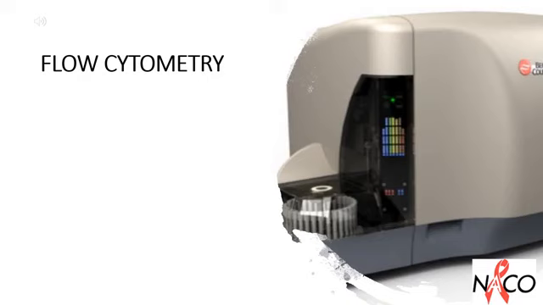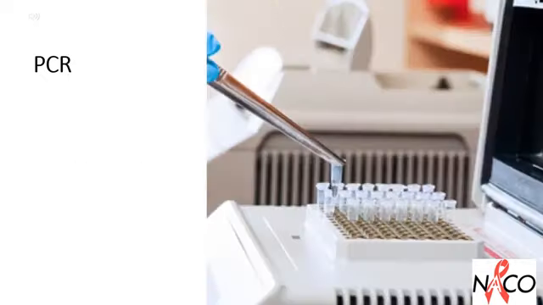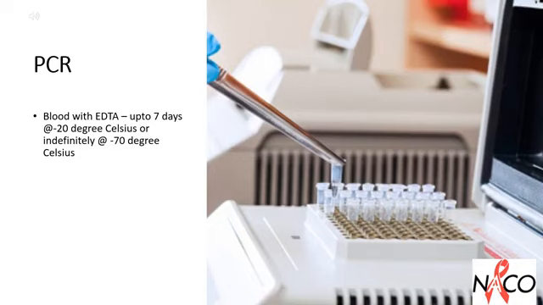Section: Flow cytometry. Lysed, stained samples can be resuspended in buffered formaldehyde solution fixative and stored at 2 to 8 degrees Celsius until analysis. Section: Polymerase chain reaction or PCR. Blood with EDTA should be kept up to 7 days at -20 degrees Celsius or indefinitely at -70 degrees Celsius. RT-PCR specimens, the extracted RNA should be kept indefinitely at -70 degrees Celsius.